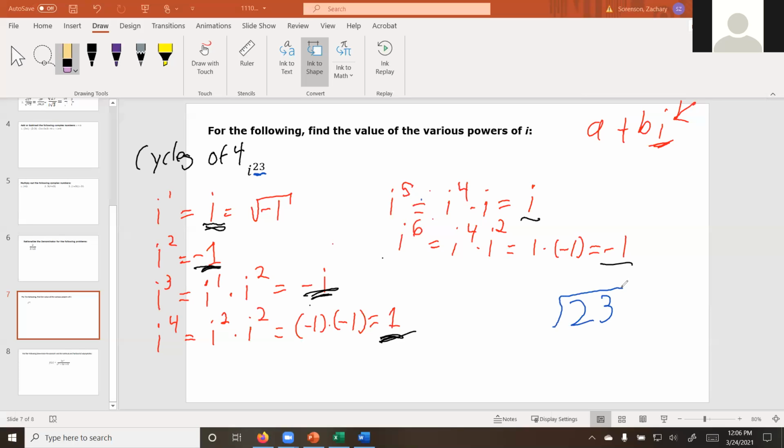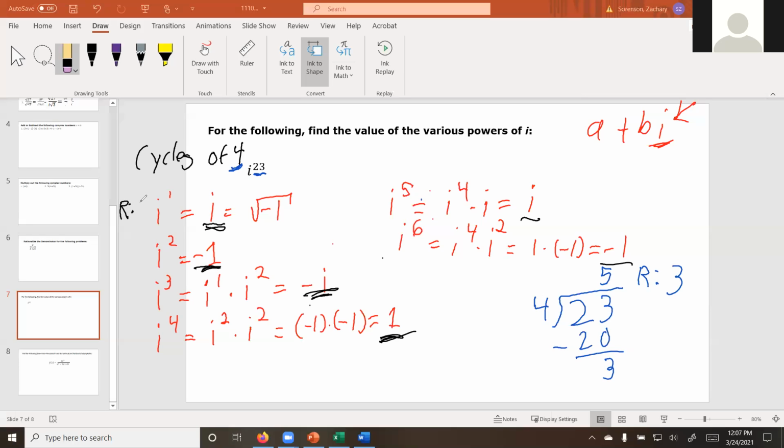And since I have these cycles of 4, I'm going to divide by 4. How many times does 4 fit into 23? 5 times. So I have 5 with a remainder of 3. Now the remainder is the key to my answer.